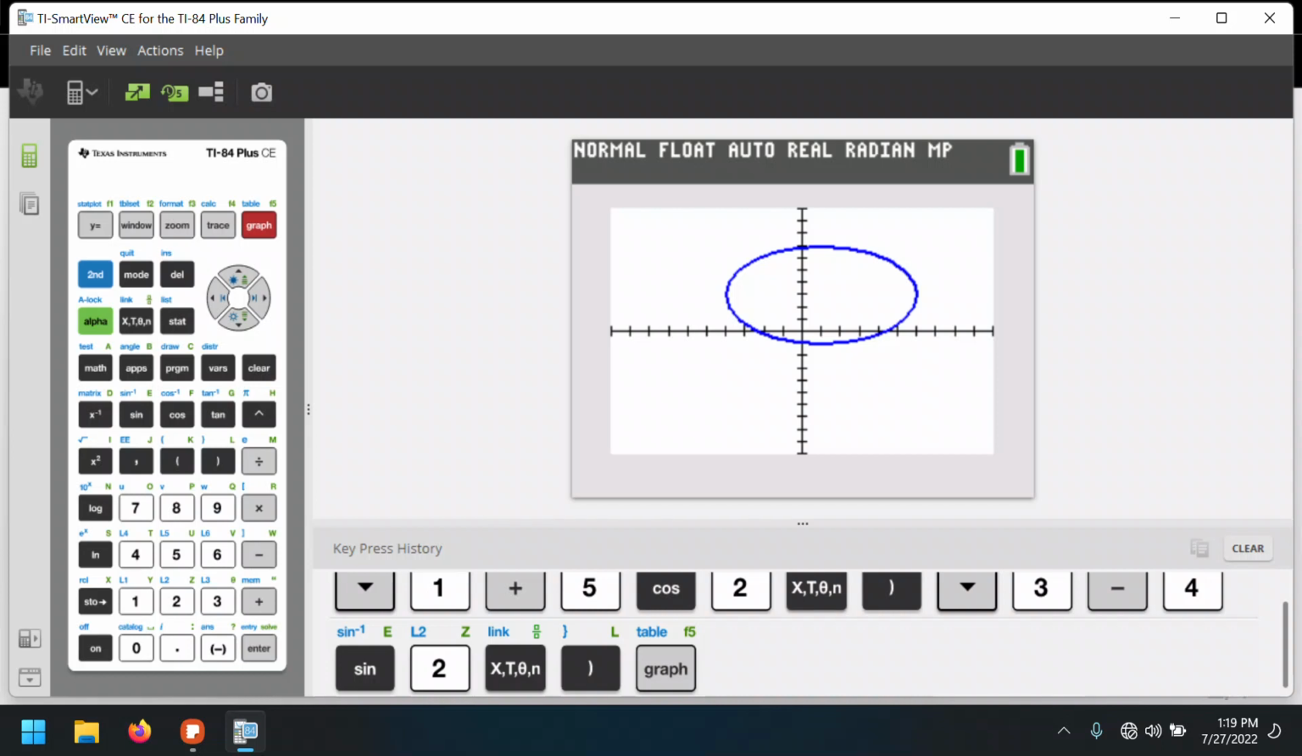So this is what we're going to do. We're going to eliminate the parameter, and we are going to obtain the ellipse not in parametric form, but I mean in rectangular form.